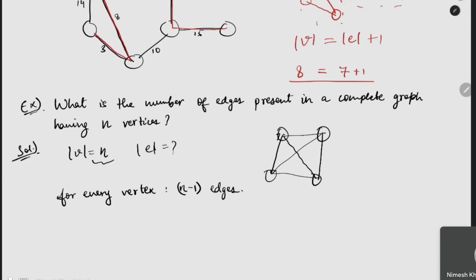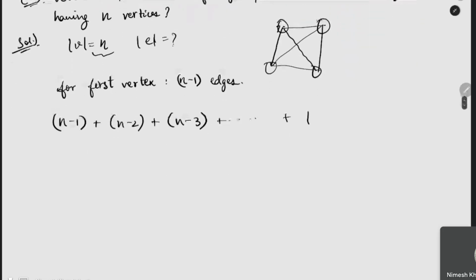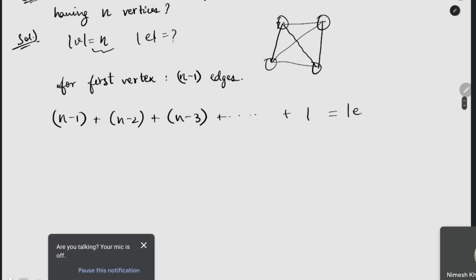So if we start with the first vertex, there will be n minus 1 edges. Then for the second vertex, since one edge has already been made with the first vertex, there will be n minus 2 edges, and for the third one there will be n minus 3 edges, and so on. And then between the last two vertices there is just one connection that is remaining, that is 1, right? And this is the total number of edges in the entire graph.